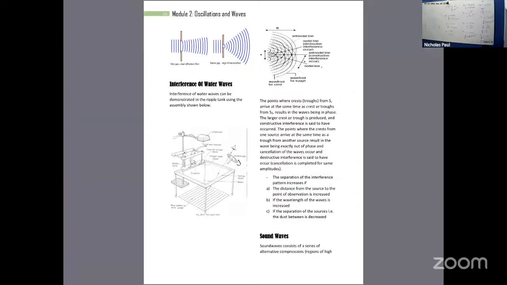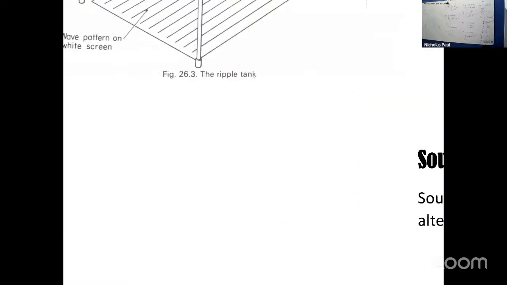Actually, let's do something fast. Let's say you have something like this here. Let's say you have waves entering here, of a particular wavelength. So it will diffract through the openings, right? So it will diffract here.